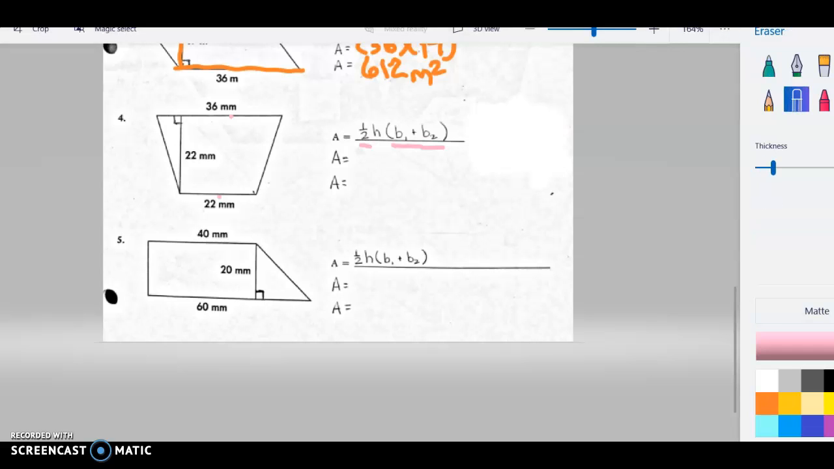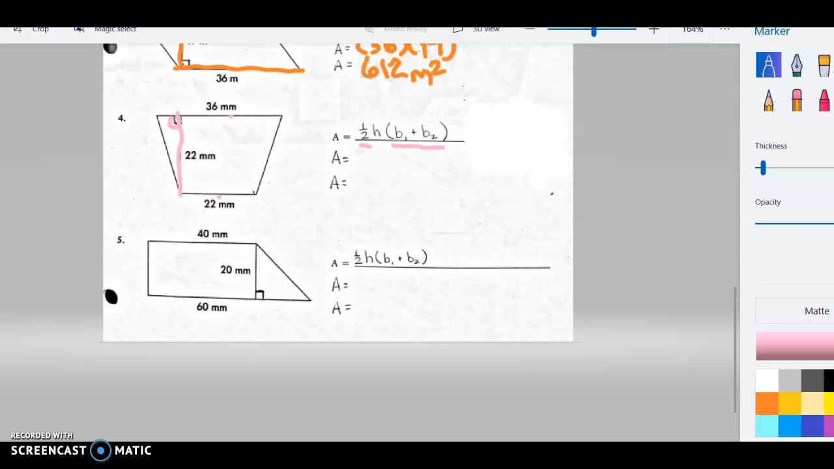The bases will always be the 2 sides that are parallel. The bases won't be the sides that are kind of slanty. They're always going to be the sides that are parallel to each other and separated by the height. So the height is the distance between those 2 bases. So maybe that'll help you figure out which numbers to use in your formula.